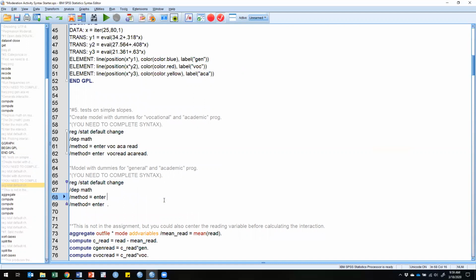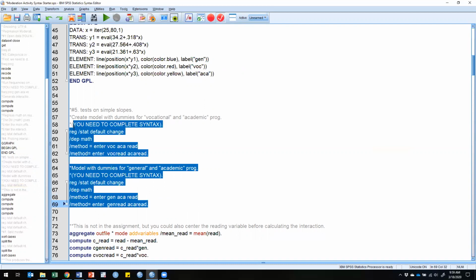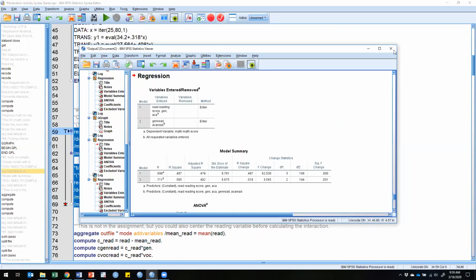And we'll do the same thing here. We're going to do general, academic, read, enter in our main effects. Let's enter in our interaction terms. And then let's run this model. We'll go ahead and run both of these.